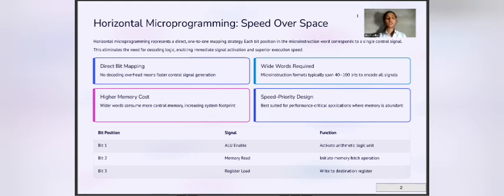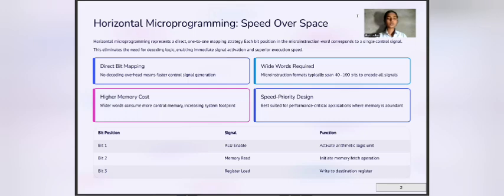I am going to present the topic horizontal microprogramming, which is also speed over space. It represents a direct one-to-one mapping strategy. Each bit position in a micro instruction word corresponds to a single control signal. This eliminates the need for decoding logic, enabling immediate signal activation and superior execution.